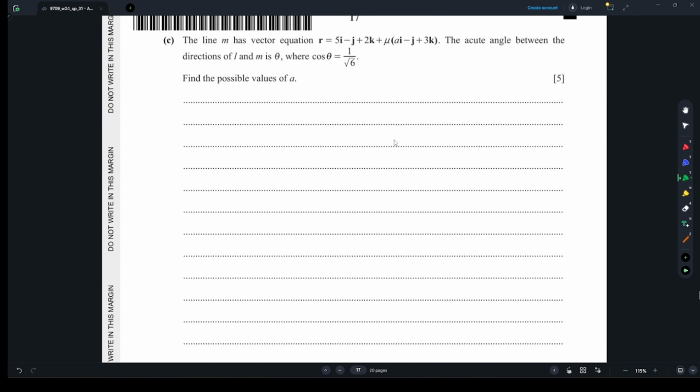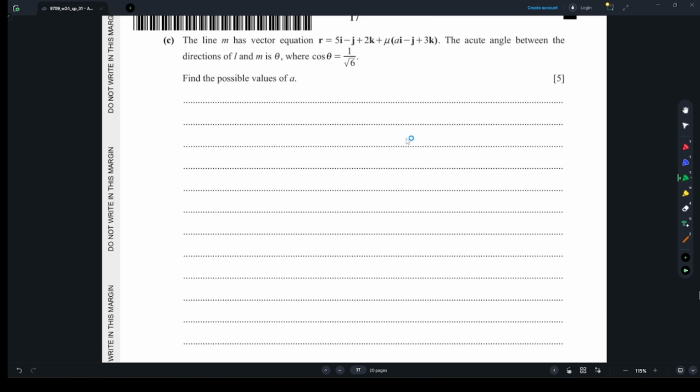Okay, part C. The line M has a vector equation of this one. The acute angle between the direction of L and M is theta, where cos theta is this one, and find the possible value of a. Okay, so here when we are talking about these angles, we have to consider the direction vectors.